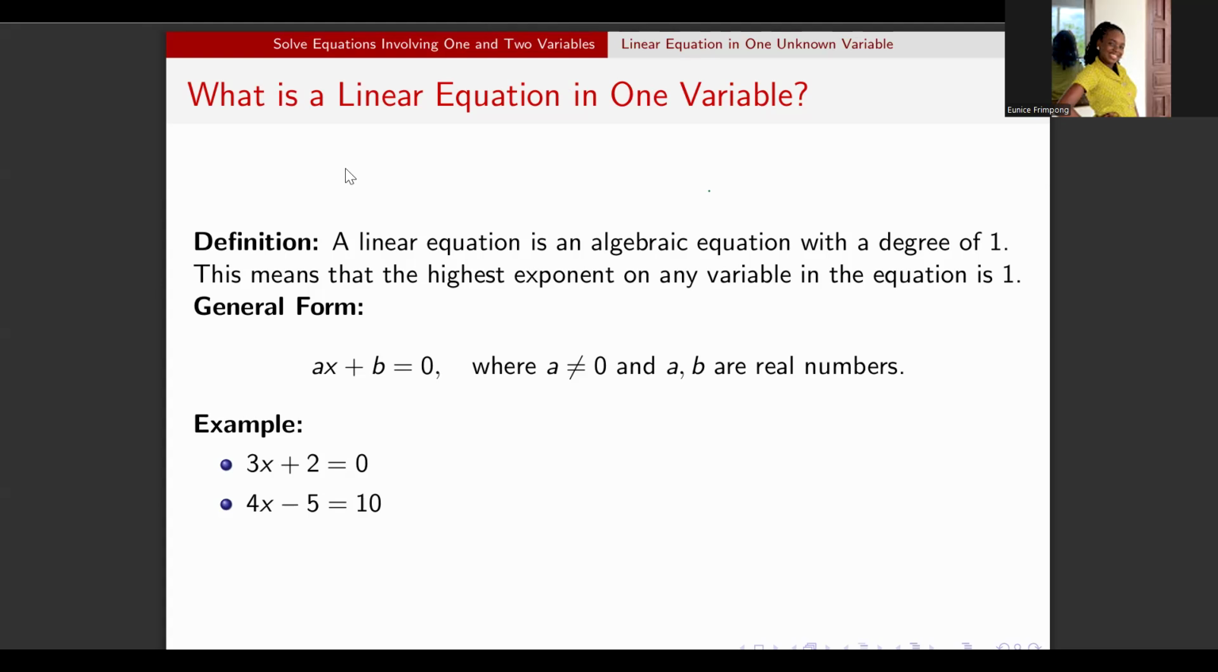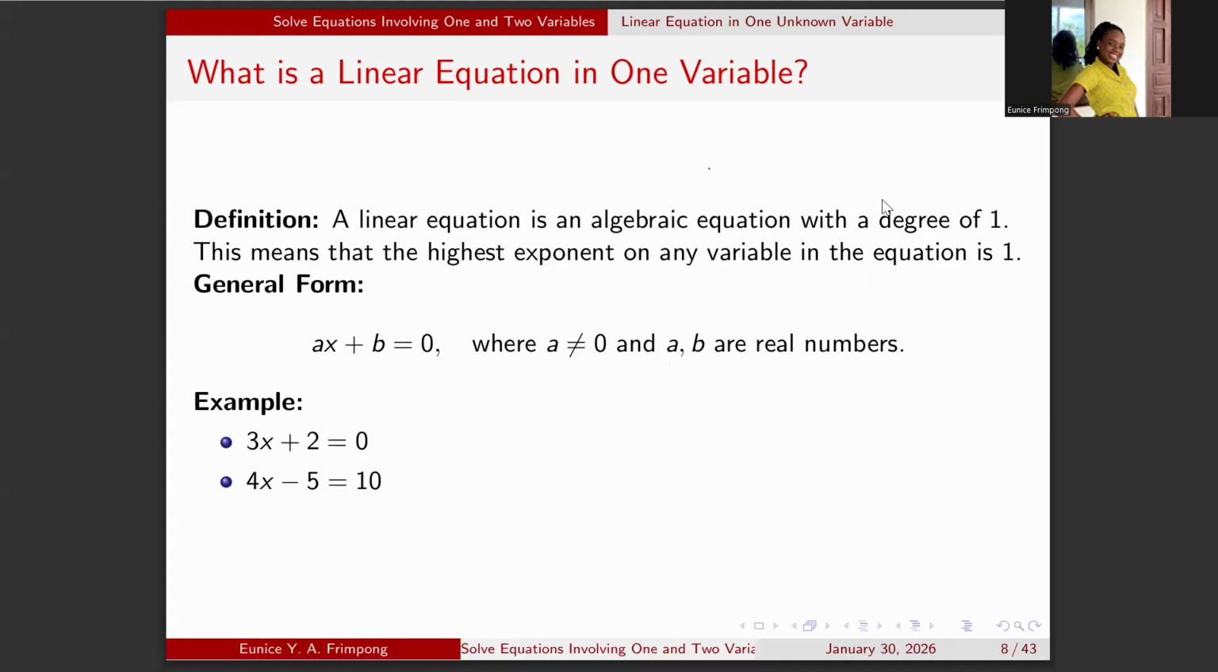Now let's look at what a linear equation is. What is a linear equation in one variable? A linear equation is an algebraic equation with a degree of 1. This means that the highest exponent on any variable in the equation is 1. The general form is ax plus b equals 0, where a should not be equal to 0, and a and b are real numbers. So look at this example. We have 3x plus 2 equals 0. In this case, a is equal to 3, b is equal to 2.